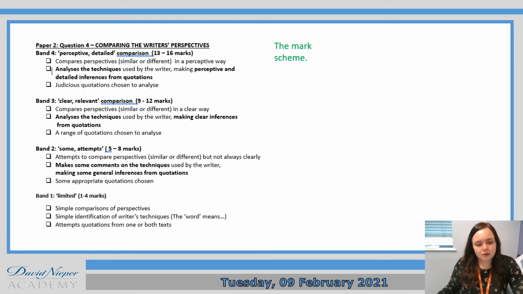So in the most basic form of things, for you to get 1 to 4 marks, you've got to simply compare the writer's perspective. So you've got to say how they feel about the weather that they've experienced. You've got a simple identification of writer's techniques. So the word, so we've spoken about that, haven't we? It's really low level in terms of your annotations. And then you must pick quotations from both texts.